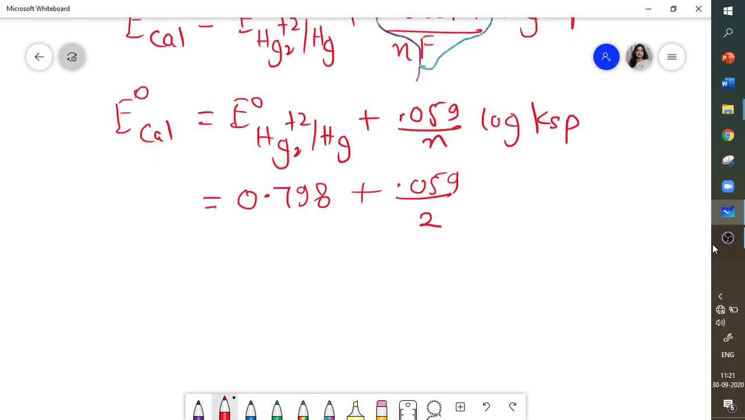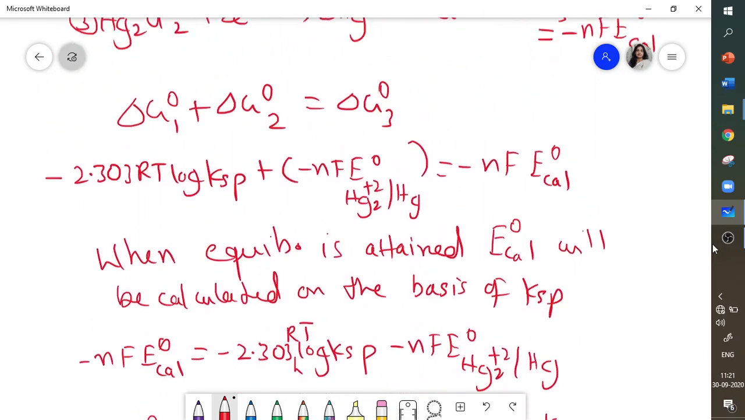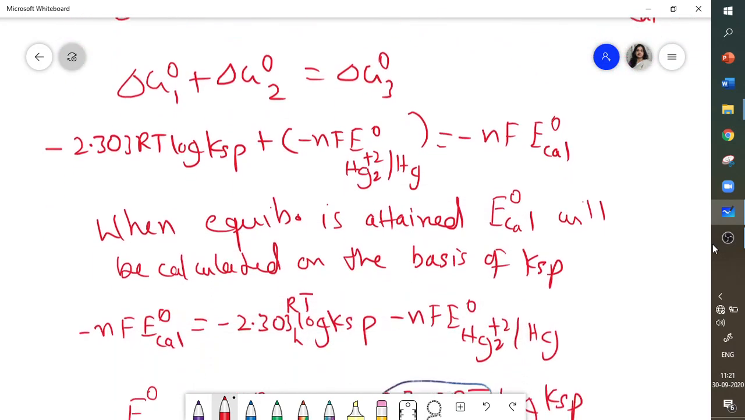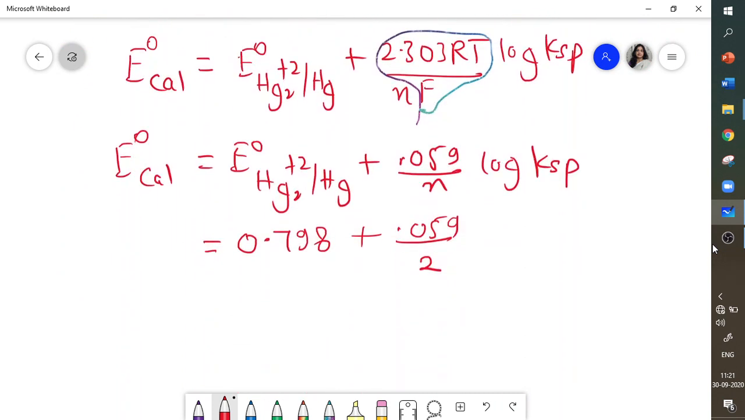So here in the equation you can see finally 2 electrons are transferred. So here we can write n is equal to 2, the number of electrons transferred here. And the KSP value I told you is 1.18 into 10 to the power minus 18. So that is the value. Now we can calculate this.